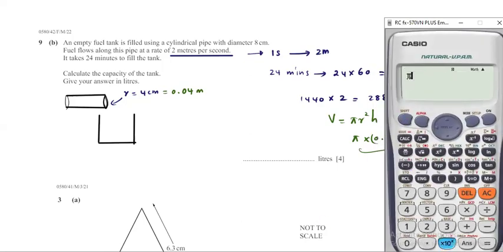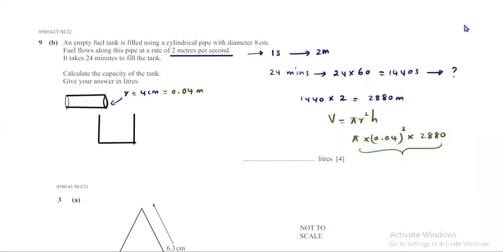So I have pi times 0.04. I need to square that because it's pi r squared times the length, which is 2880. So when I do that, this is what I get as the answer. But this answer that I get here is the answer in cubic meters.